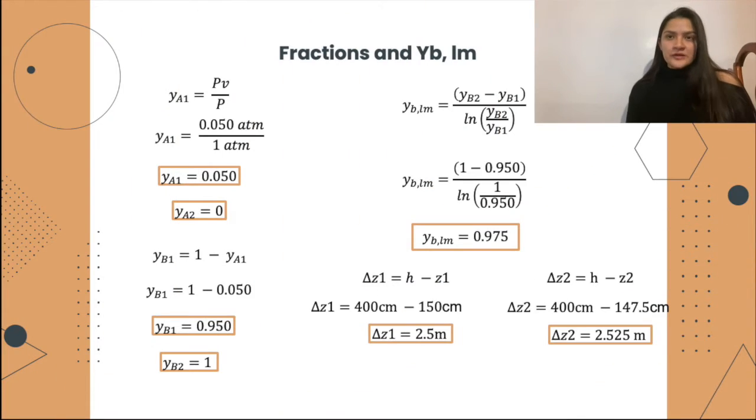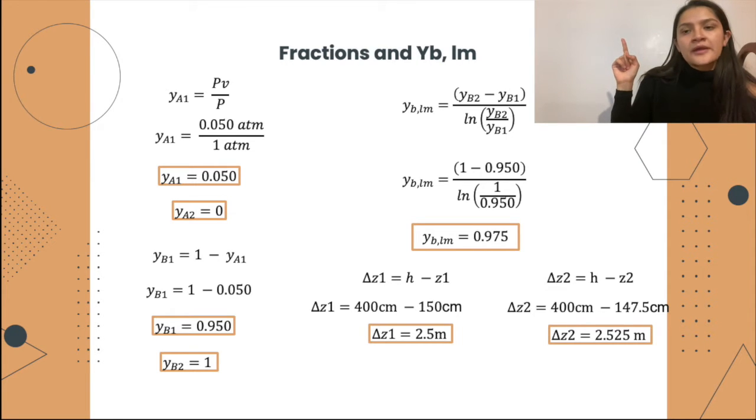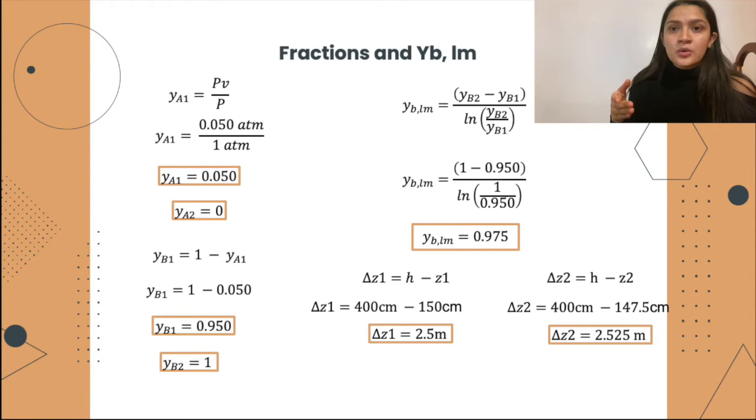Now we have to calculate the fractions. yA1 is calculated by the vapor pressure divided by the total pressure. The total pressure that we are considering is 1 atmosphere. yA2 is considered 0 because of the air. yB1 is 1 minus yA1, and yB2 is 1. After that, we need to get the yB logarithm that is going to appear here, which is also calculated with the fractions that we had calculated.